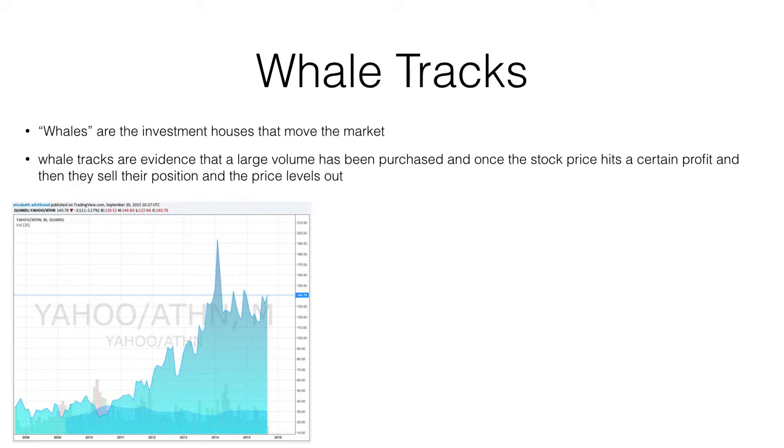Whale tracks are something that you look for, and the term whales refers to the investment houses that move the market. If you see whale tracks, this is evidence that a large volume has been purchased, and then once the stock price hits a certain profit, they sell their position and the price levels out. Many of the investment houses purchase shares of stock. They have a certain profit that they intend to make, say 10%, and when the price hits that target, they sell off their position.